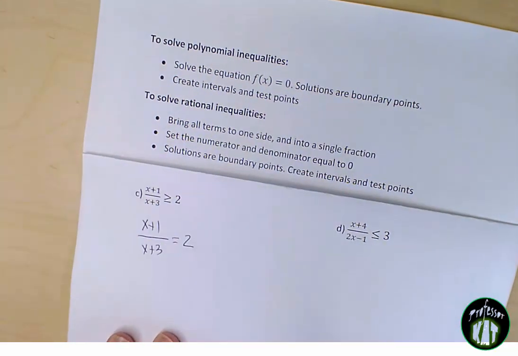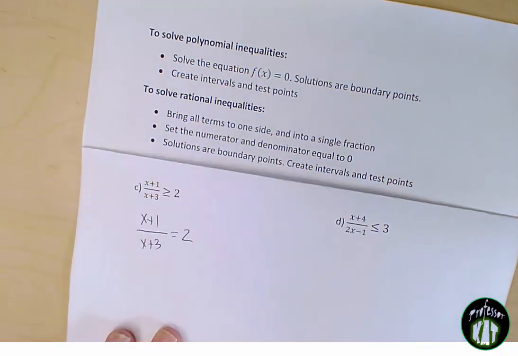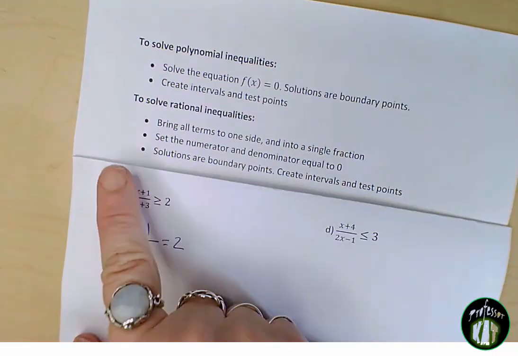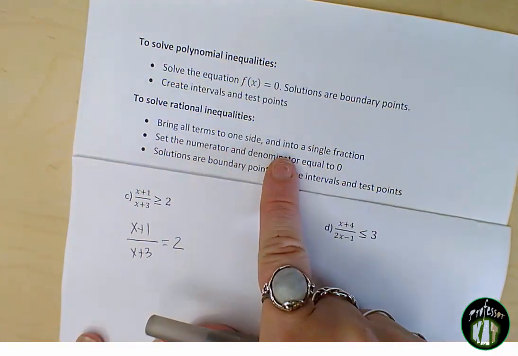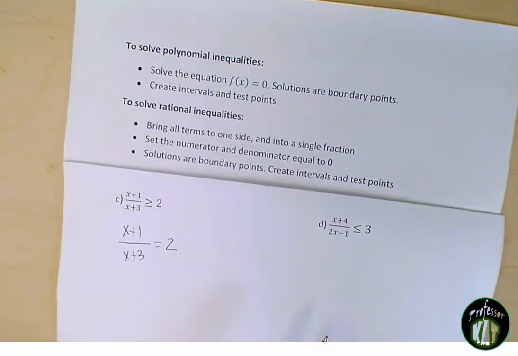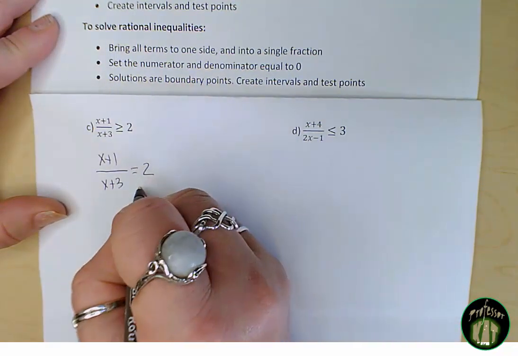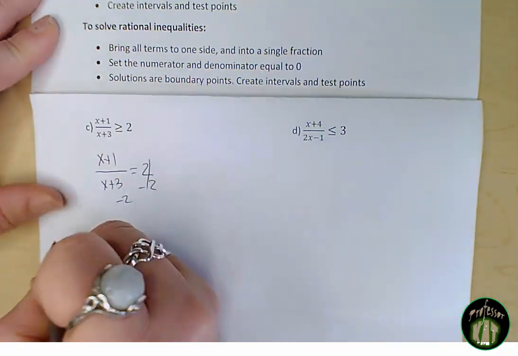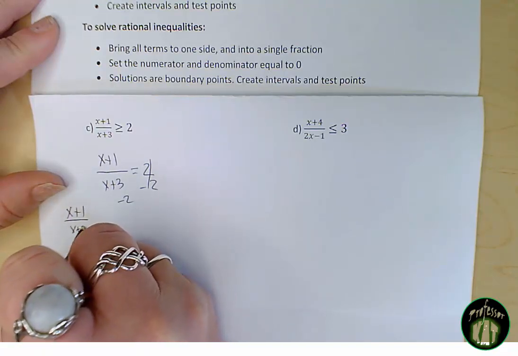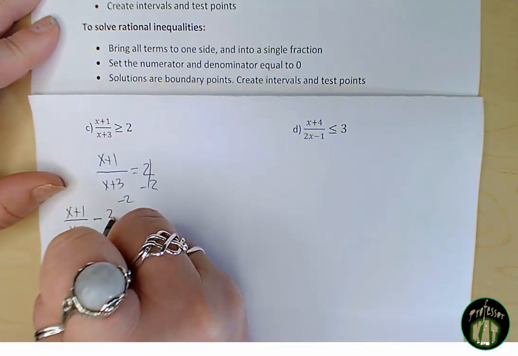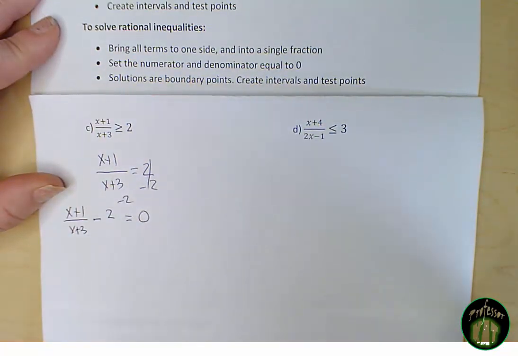All right, so we still want to move everything over to one side of the equation. But when it comes to rational inequalities, we want to bring all terms over to one side and into a single fraction. So let's worry first about bringing everything over to one side. So that means I'm going to subtract the 2 on each side, and I'm going to drop down the x plus 1 over x plus 3. And now we said minus a 2. And that's now going to equal 0.